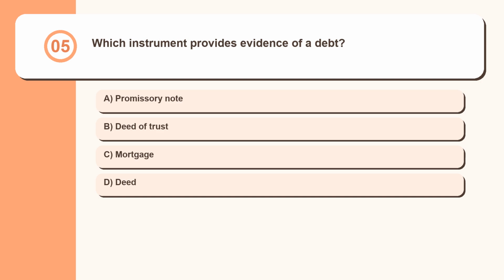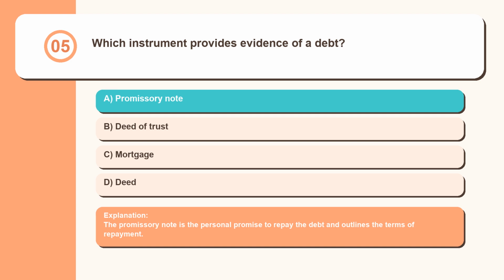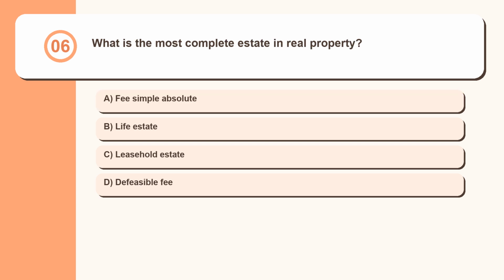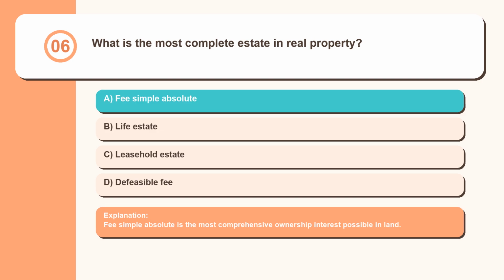Question 5. Which instrument provides evidence of a debt? Promissory note, deed of trust, mortgage, deed. The promissory note is the personal promise to repay the debt and outlines the terms of repayment. Question 6. What is the most complete estate in real property? Fee simple absolute, life estate, leasehold estate, defeasible fee. Fee simple absolute is the most comprehensive ownership interest possible in land.